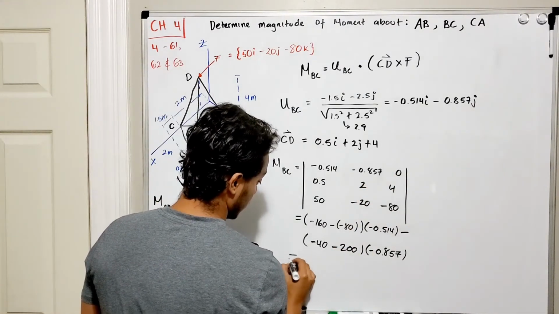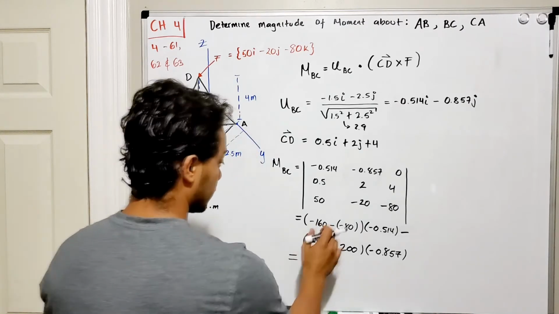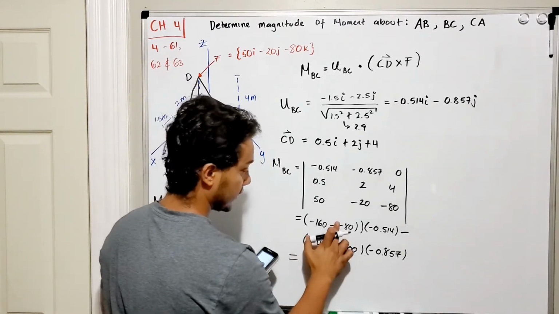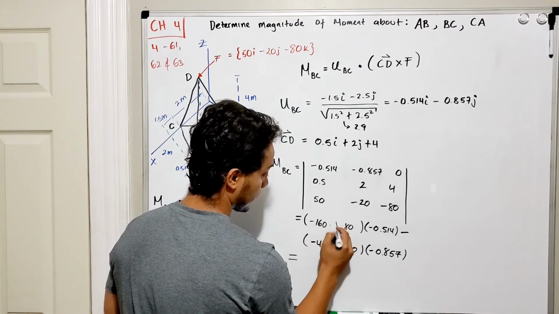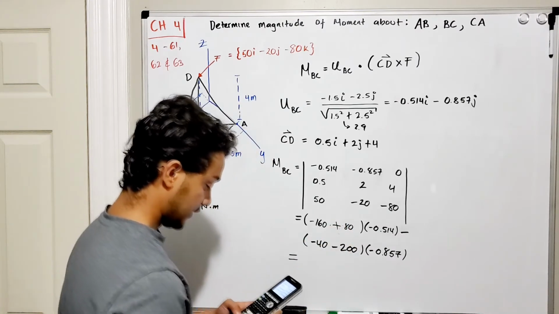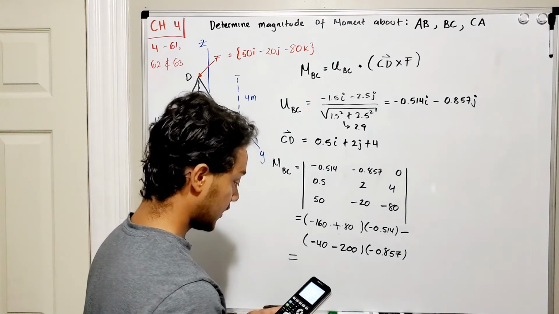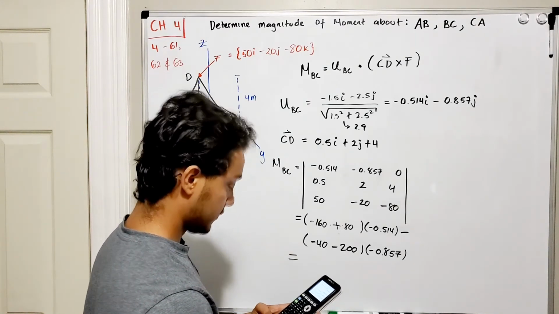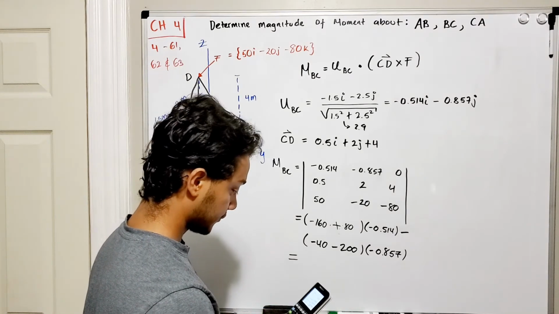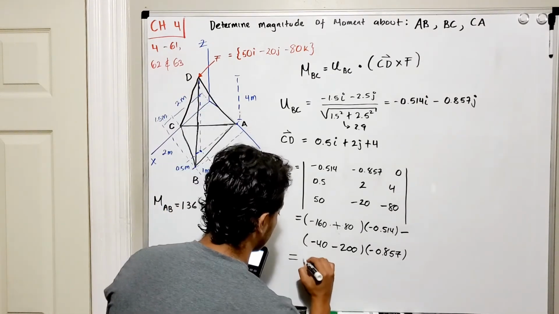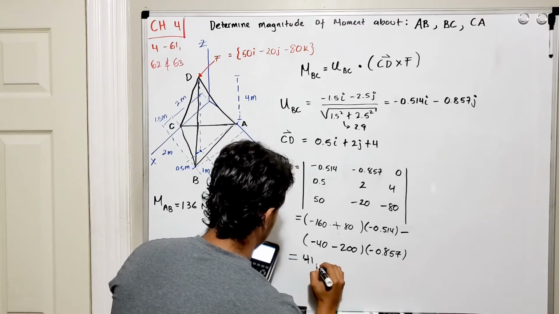So if we do these numbers, this parenthesis will do minus minus, which will become a plus. So we will have negative 160 plus 80, all multiplied by negative 0.514. It gives a total of 41.12.